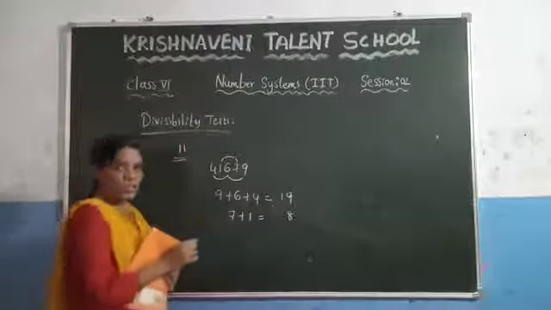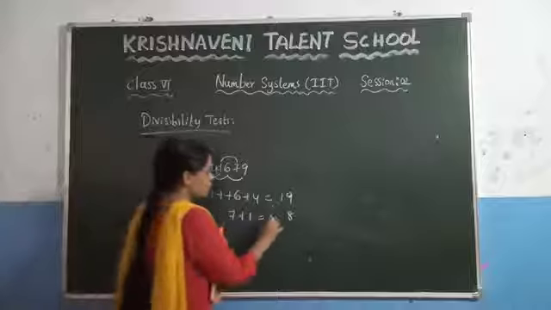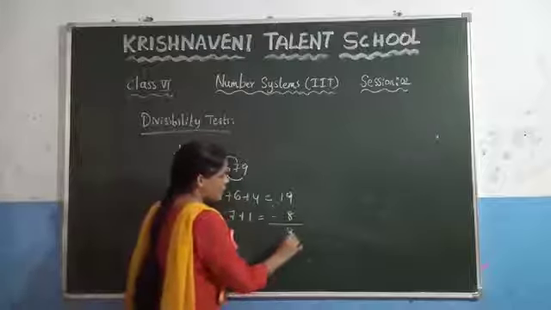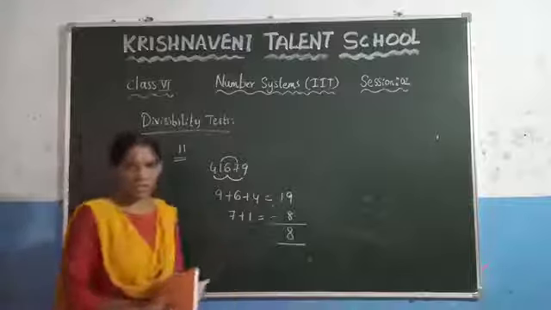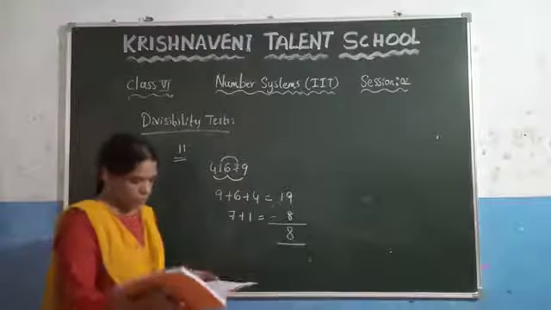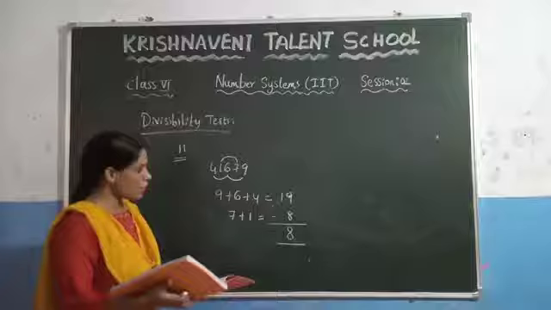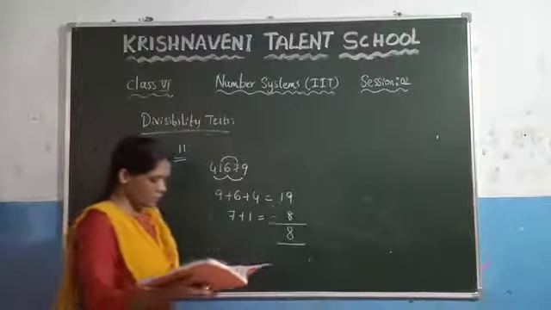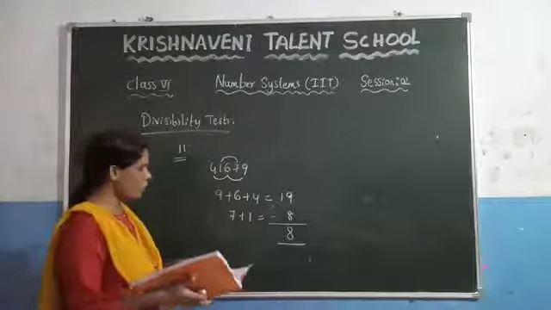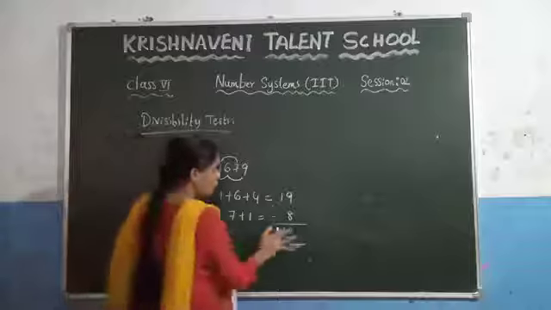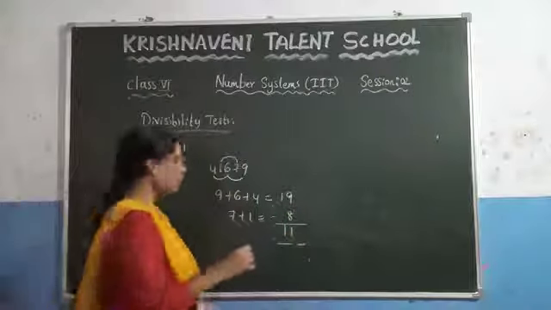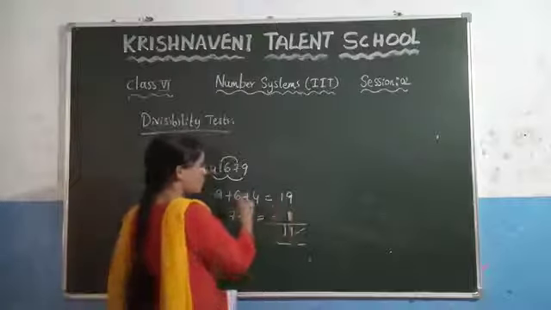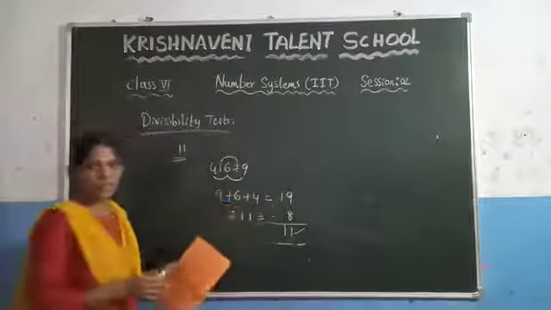Now we need to subtract these two, and after subtracting we get the result 19 minus 8, which is 11. So we can say that this number is divisible by 11. Here also, 11 is divisible by 11, so the given number is divisible by 11.